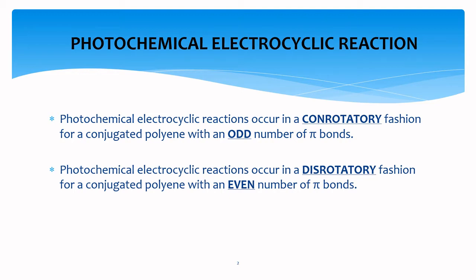So, photochemical electrocyclic reaction, the rotation fashion is opposite to the thermal condition. In this case, if you have an odd number of pi bonds, the rotation is conrotatory. And if you have an even number of pi bonds, the rotation is disrotatory. Remember in the previous video, I showed you that if it is thermal, odd, it is disrotatory. So if we have UV, odd, it should be conrotatory, because it is opposite to the thermal condition.